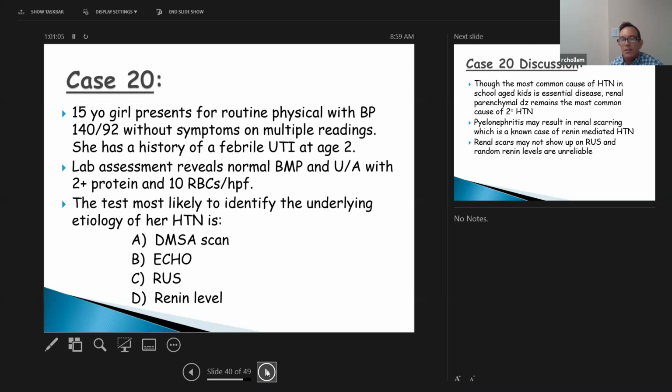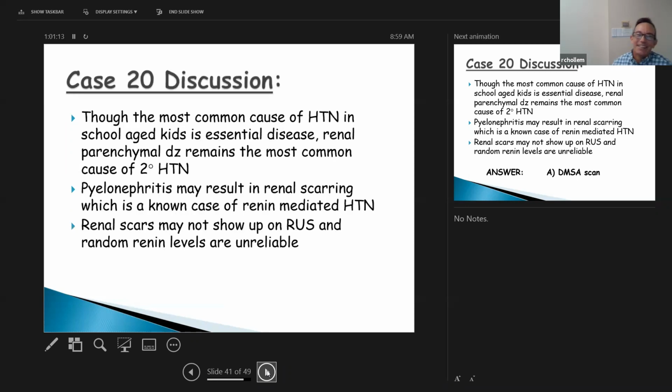I feel bad about this question because I tend to poo-poo this test with y'all a lot, but in this case, well, yeah. As y'all know, the most common cause of hypertension in school-age kids is far and away essential disease. Renal parenchymal disease is still the most common cause of secondary hypertension, but in a school-age kid, that's 10, 15%. So the history of pyelo and the abnormal urine suggests renal scarring. And the best way to detect renal scarring is with a DMSA scan, okay?